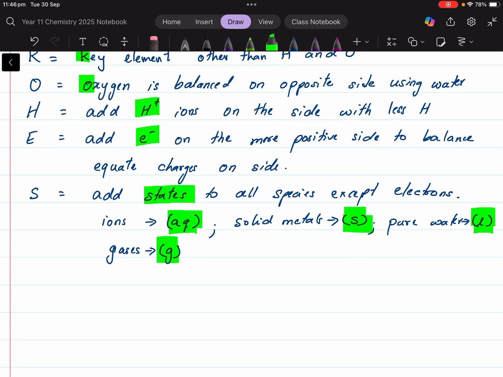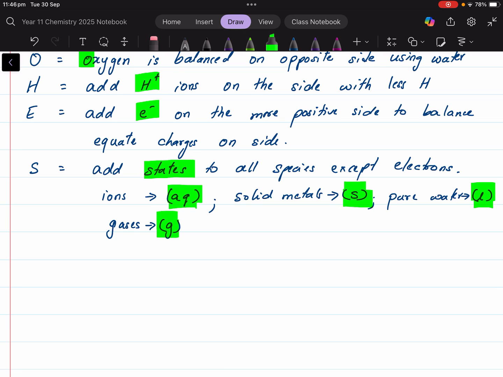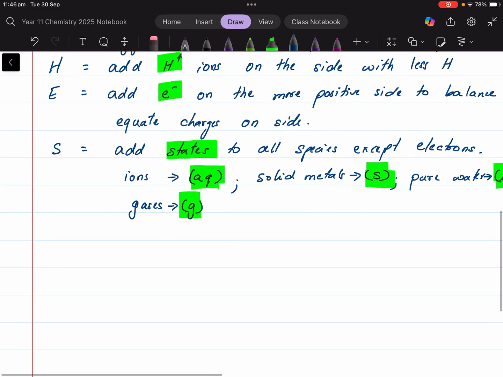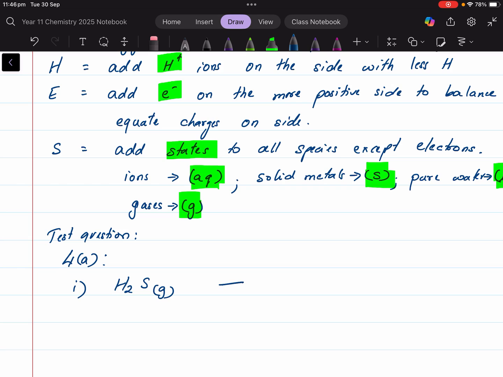So the equation in the test question was question number 4A, test question. You had H2S, this is a gas, turning into SO2 gas. So you're going to have to balance this equation.